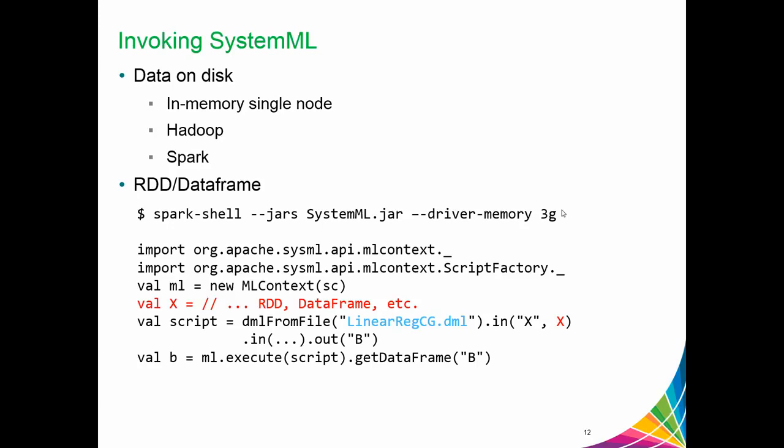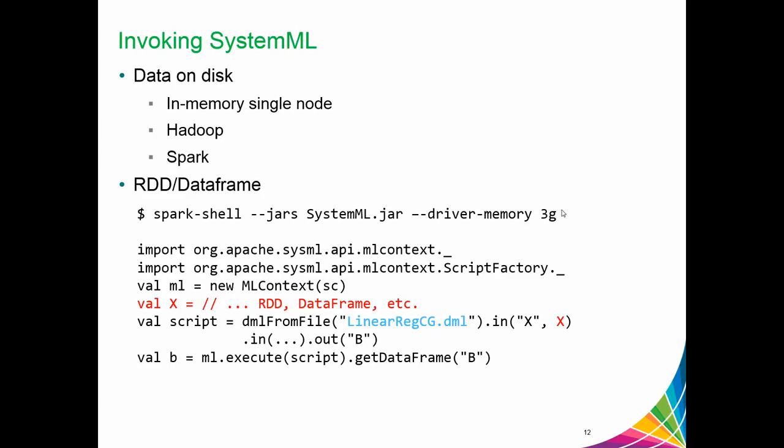Now let's examine the second case. Here SystemML is part of a Spark workflow and data is available as an RDD or a data frame. Here you can use the ML context API that offers a programmatic interface for interacting with SystemML from Spark using languages such as Scala, Java, and Python.